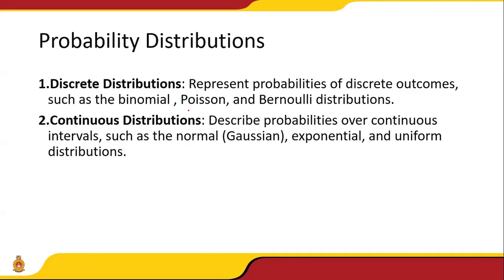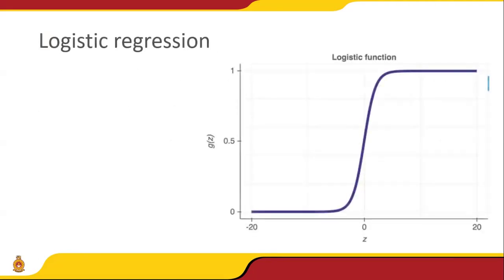Right. So that's the story of these distributions. We'll come to the story of logistic regression. Now we understood probability and probability distributions. Now we have an algorithm called logistic regression.